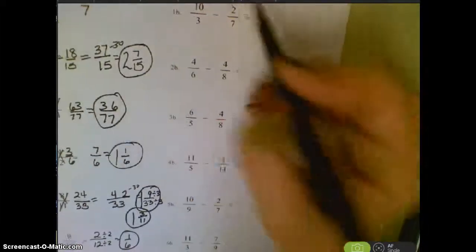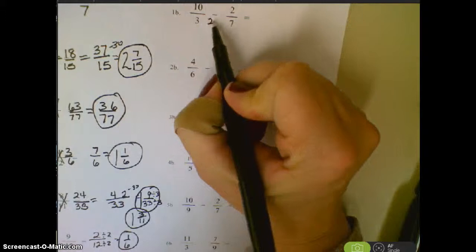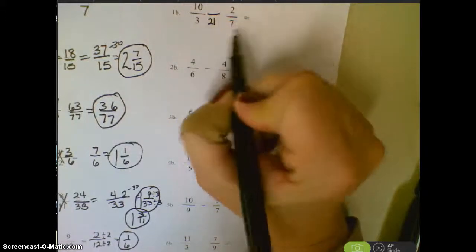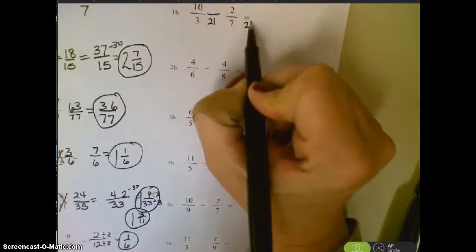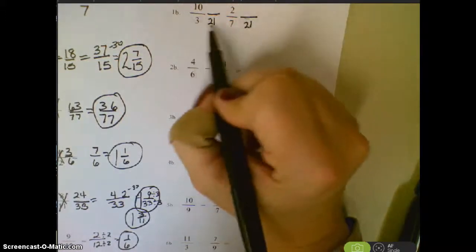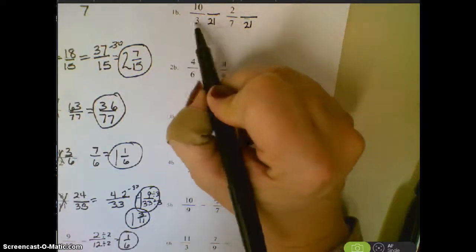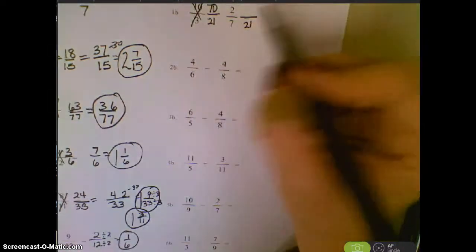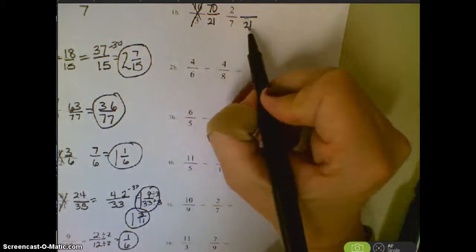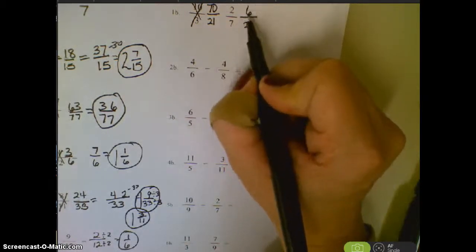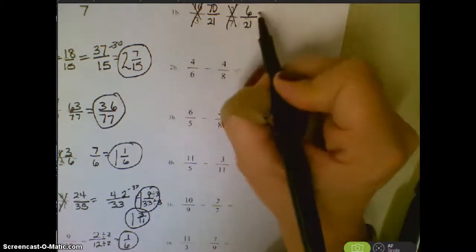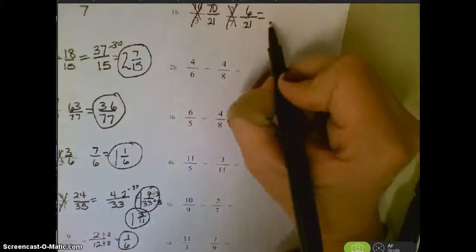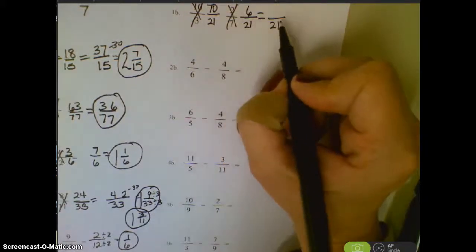Let's see, a common denominator, let's go with 21. Sometimes if you can't think of one, you can just multiply them together and get a common denominator. This was times 7, so 10 times 7 would be 70. And this we are going to multiply by 3, and so this would be 6 over 21. We'll keep our denominator of 21.